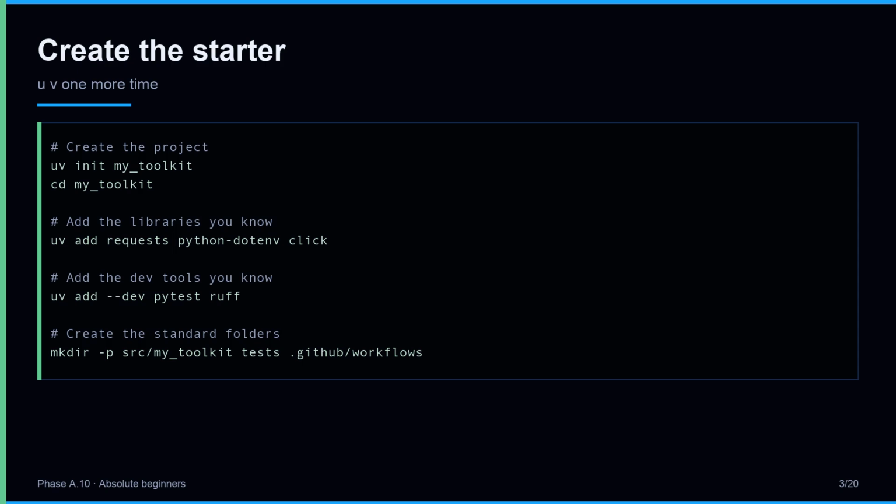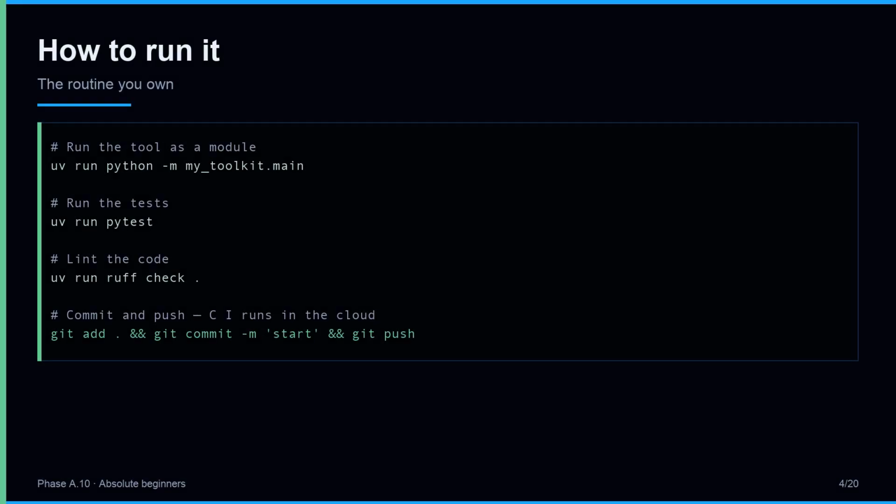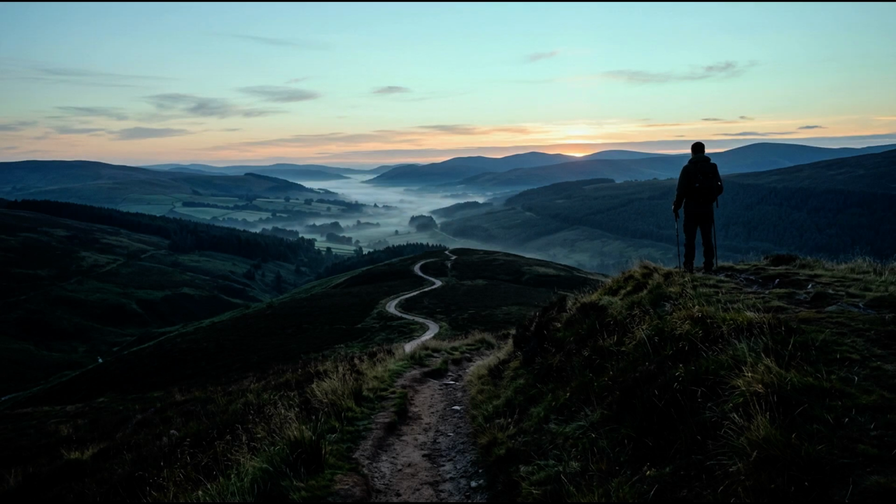Commands you already know. Run the tool with uv run python -m. Run the tests with uv run pytest. Lint the code with uv run ruff check. Commit and push, and continuous integration runs in the cloud. Four commands. You have used every one of them in earlier lessons. By now they should feel like home. The starter is just a place to keep practicing while we look back at the journey. A routine you own. Pause for a moment at the top of the hill.